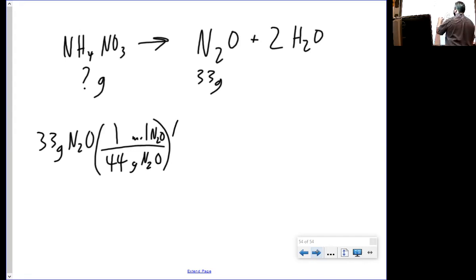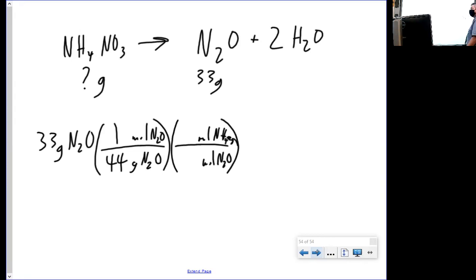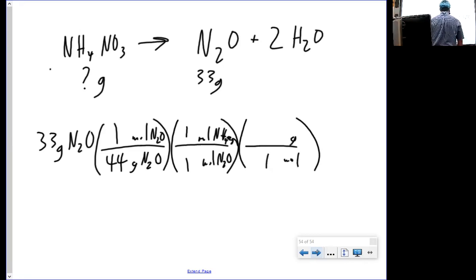No problem. Moles of N2O on the bottom. Moles of whatever that is up there on top. It's ammonium nitrate. What's my ratio? What numbers are here? And what numbers are here? One. Very good. That makes for easy math, right? I don't want moles, I want grams. And it even gives you the grams on a little paper there if you want.